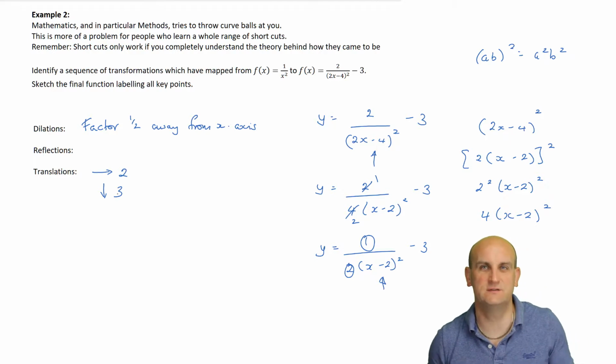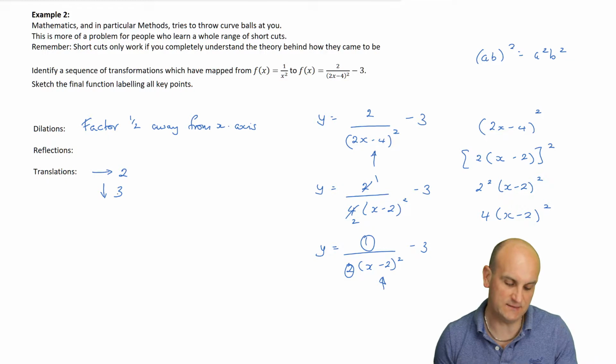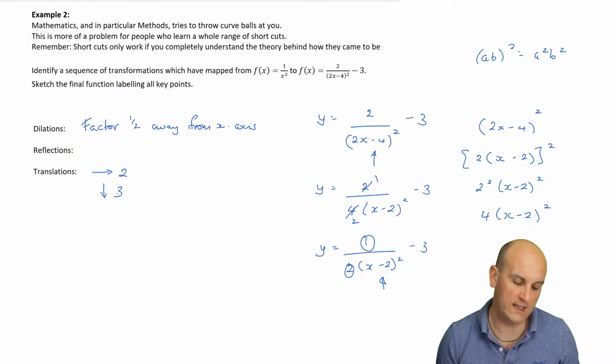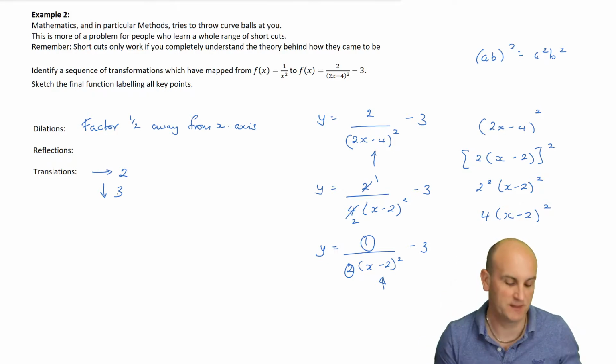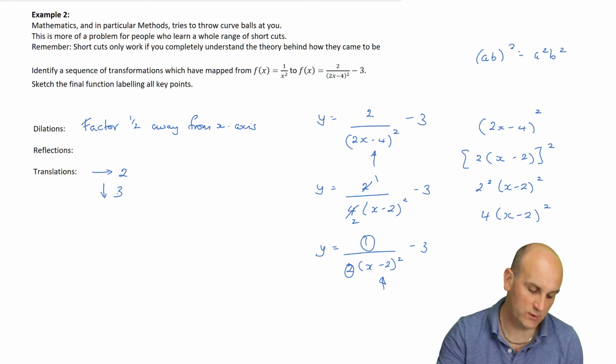Now, in an exam, you would obviously write this out a lot better than that, in notation that's acceptable. So we've got a factor of a half away from the x-axis. Now, what that actually means is it's going to move closer to the x-axis. All of my values are going to halve. So now let's work this out one by one.